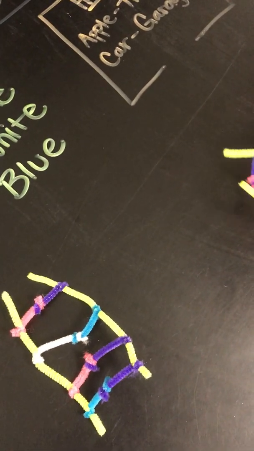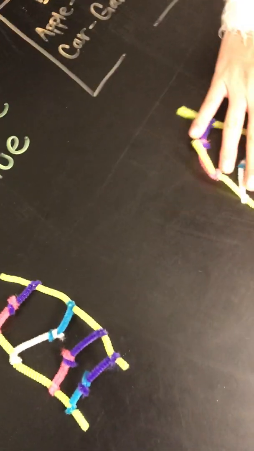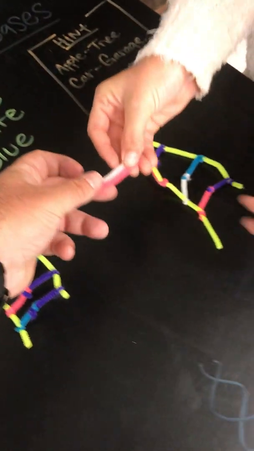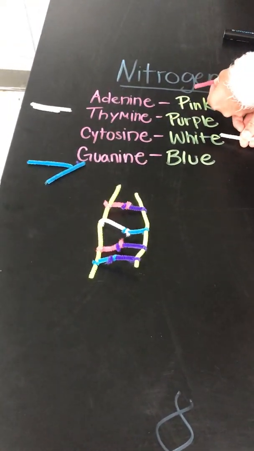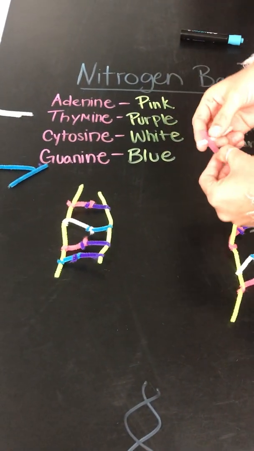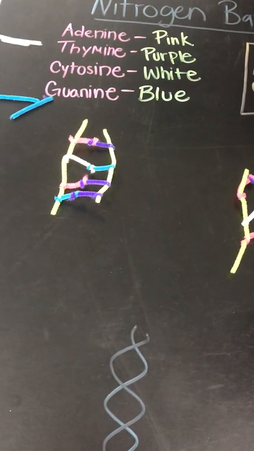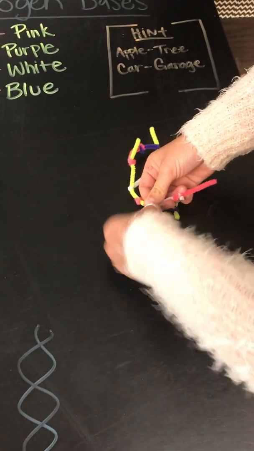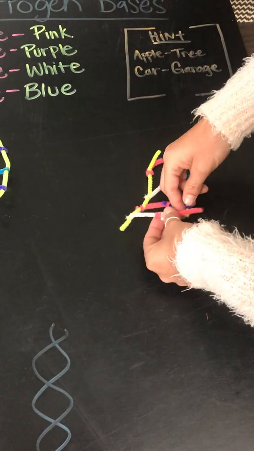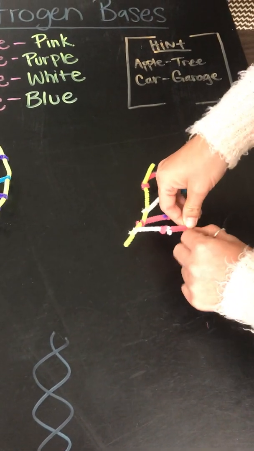We'll see what Mr. Adcock's going to pull out for us. He is going to pull a white and a pink, which would represent cytosine and adenine. Do these go together? No. So we have us another mutation. This isn't the prettiest. If you take your time, it'll be prettier.